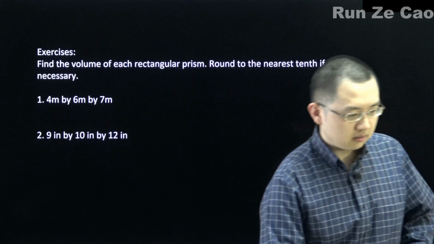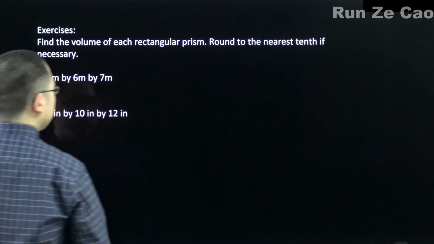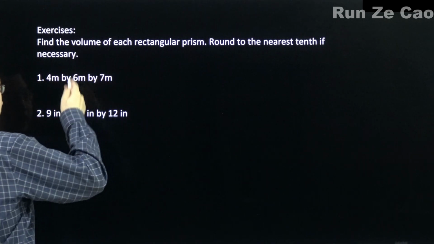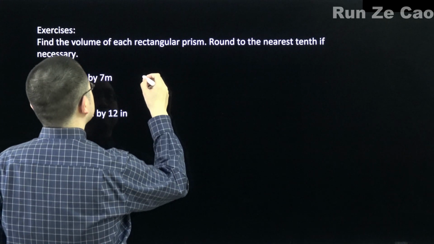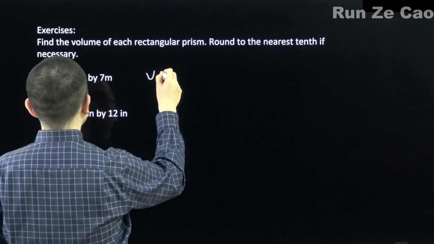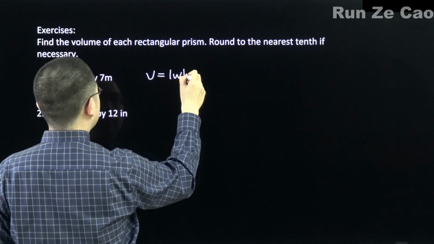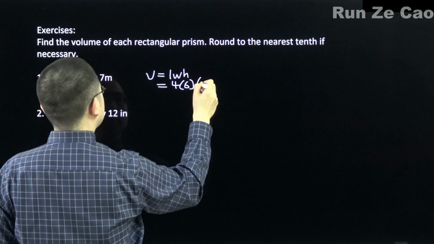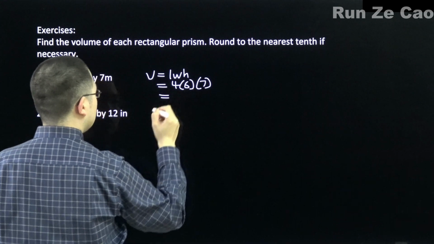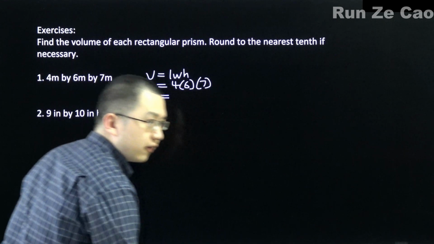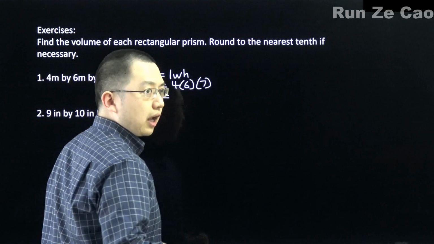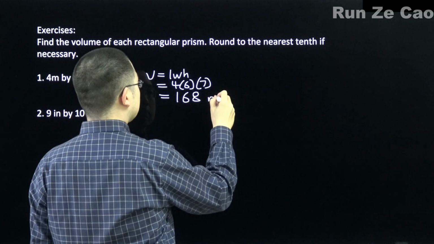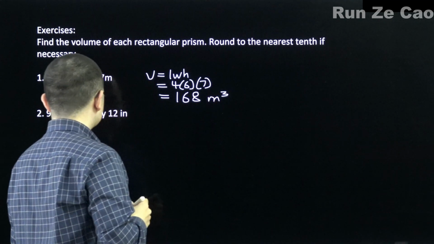Let's do some exercises. Find the volume of each rectangular prism. Round to the nearest tenth if necessary. It won't be because here we're just multiplying whole numbers. So volume equals length times width times height equals 4 times 6 times 7. So 6 times 7 is 42 times 4, that's 168 meters cubed.